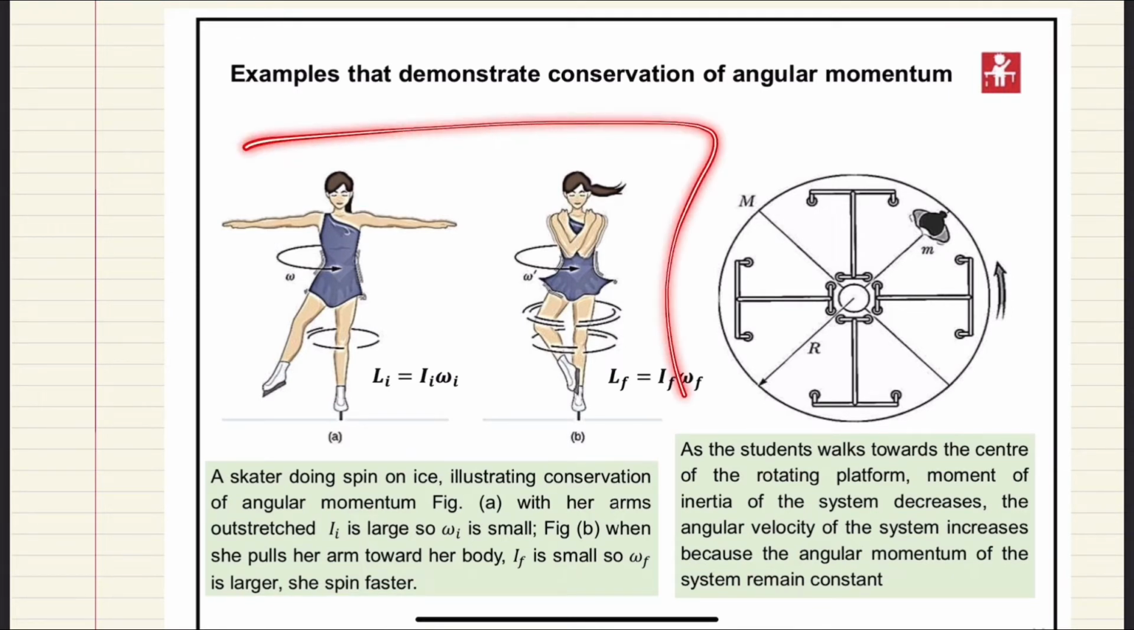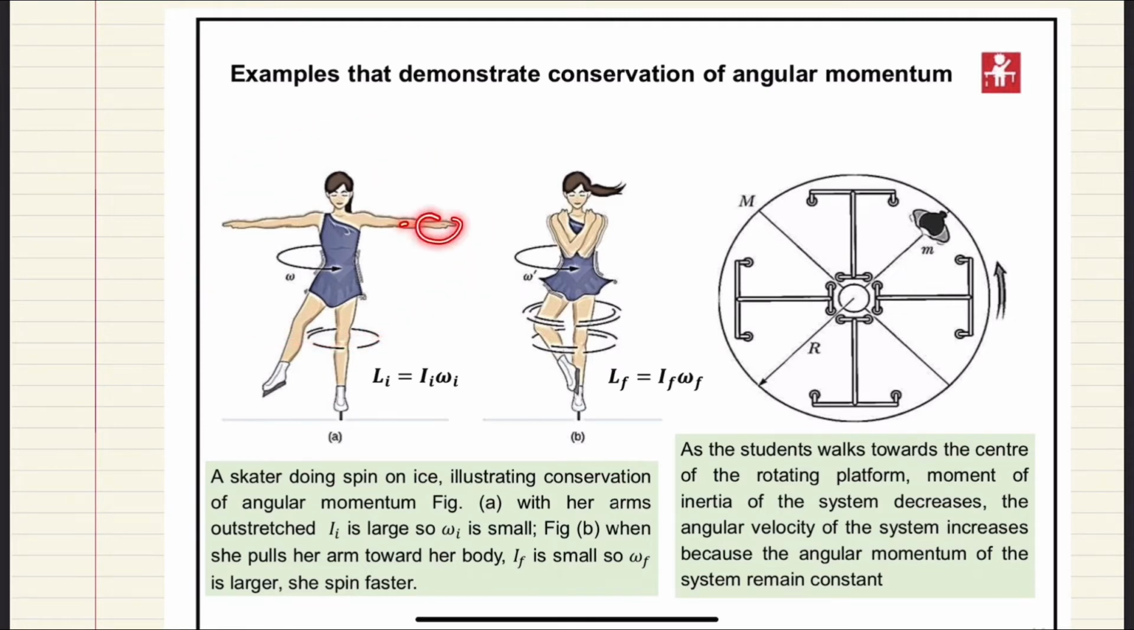And similarly, this one is an ice skater, and you can see that she changed the position of her hands. When she brings them out like this, the mass over here and the mass over there is actually further away. I mean, the moment of inertia increases because I equals mr square, right? So because of this action, the value for I will be bigger.